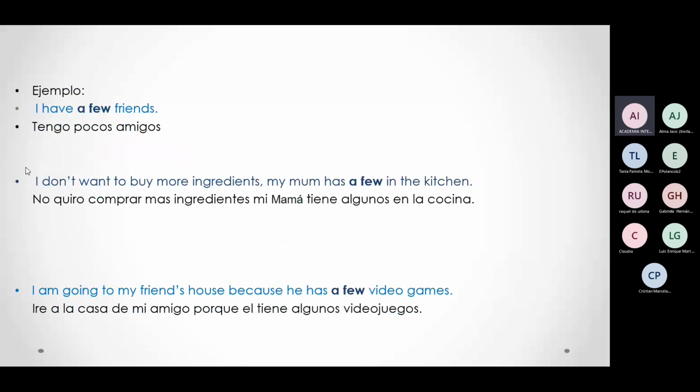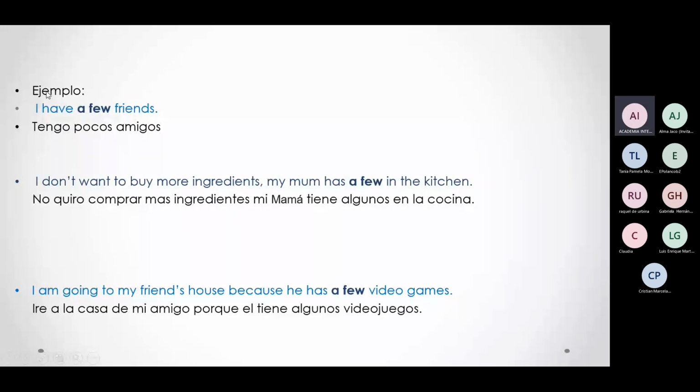And here I have some examples with a few. The first one, Gabriela, can you help me out reading the first one? I don't know if you are here right now. Number one, the sentence number one. I have a few friends. Okay, thank you. I have a few friends. Friends is a countable noun, and that's why I'm using a few. I have a few friends.